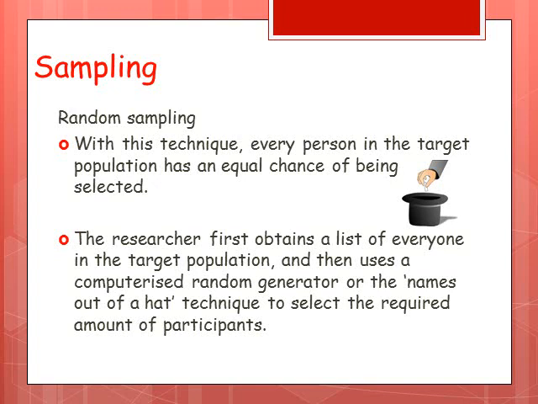So random sampling is when every person within the target population has an equal chance of being selected. So first, the researcher must obtain a list of everyone within the target population, and then they may use a computerized random name generator to generate their list of names, their sample, or they could use the names in the hat technique. So they put everyone's name in the hat and pull out a certain number.